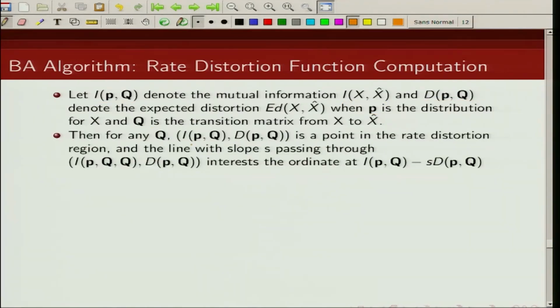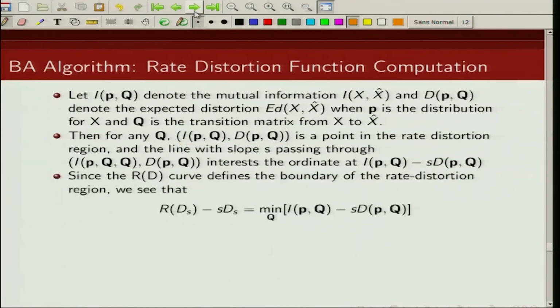For any Q, this is a point in this rate distortion region, and the line with slope s is going to pass through this point. So this will give a y-intercept of this. Now since this rate distortion curve defines the boundary of the rate distortion region, we can write this as minimizing mutual information minus s times this distortion, minimizing over Q.